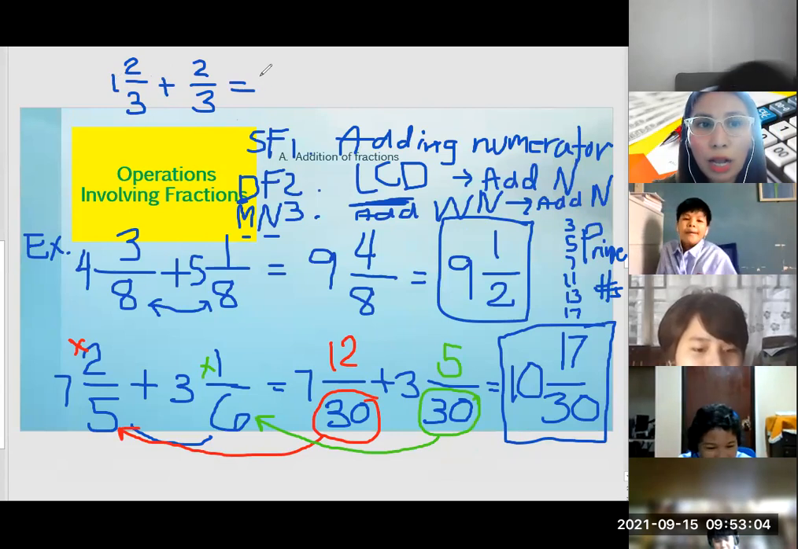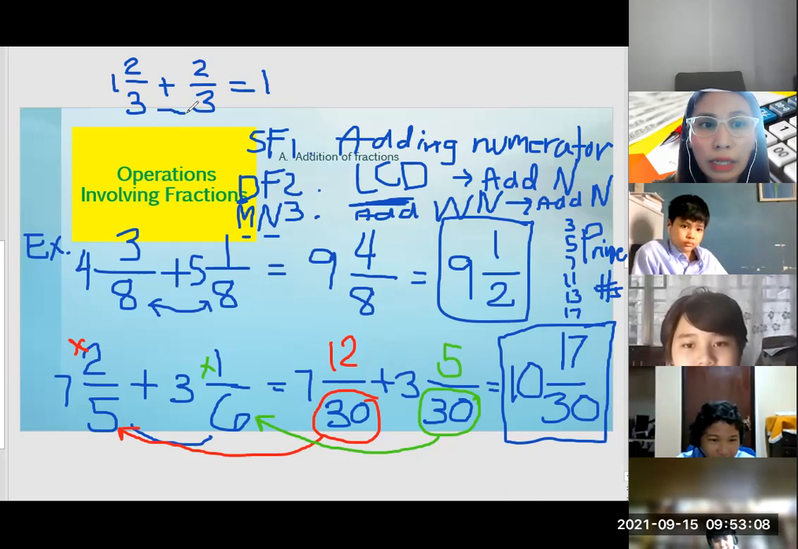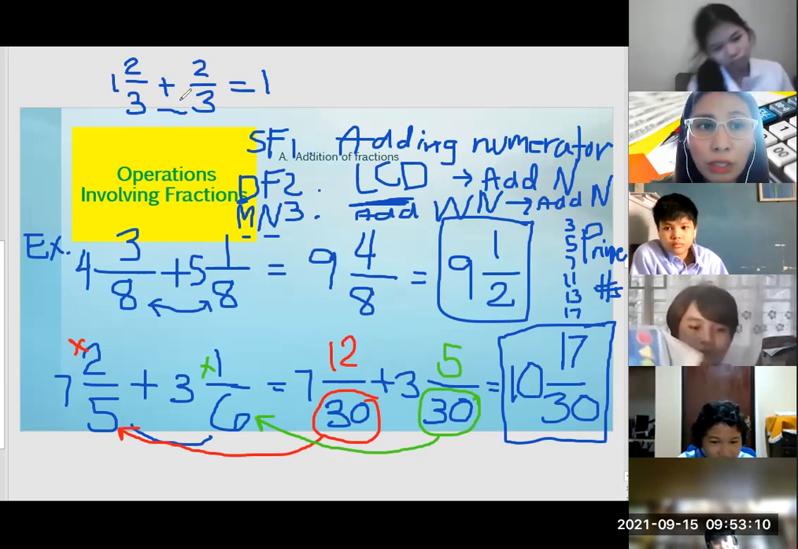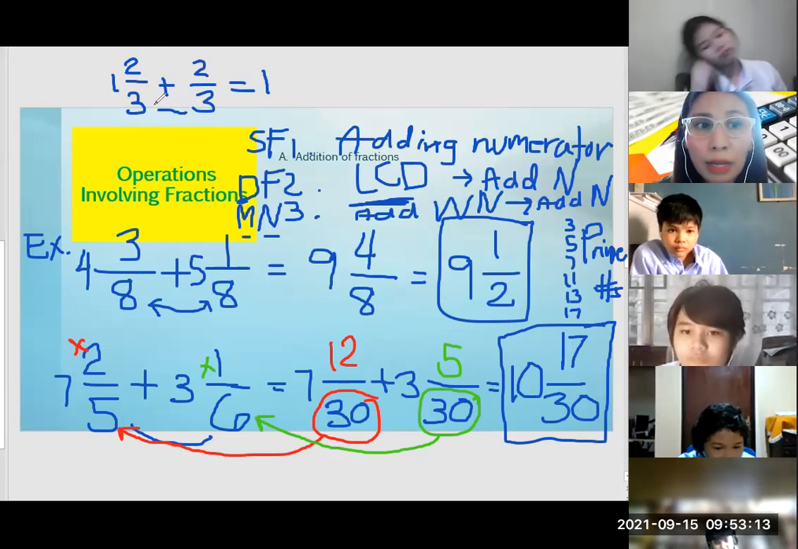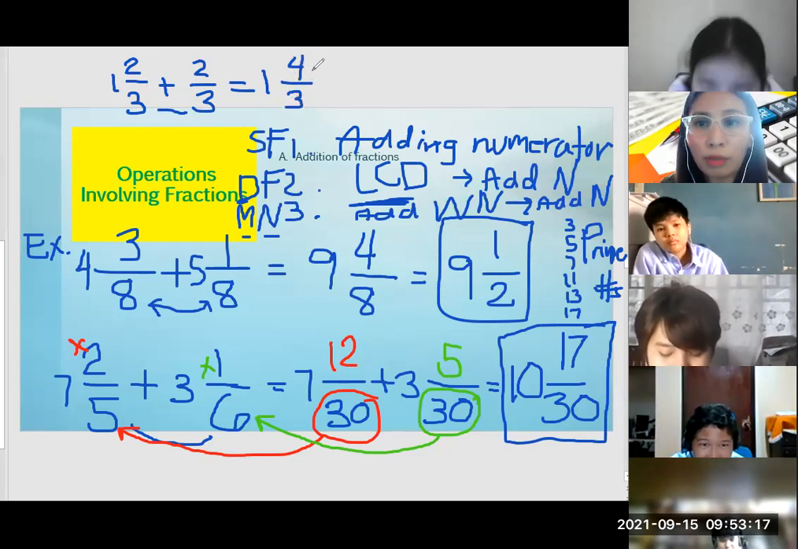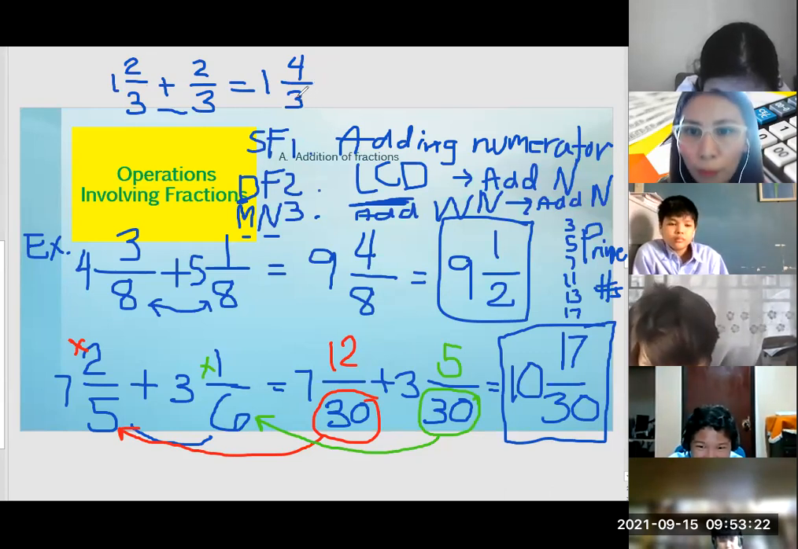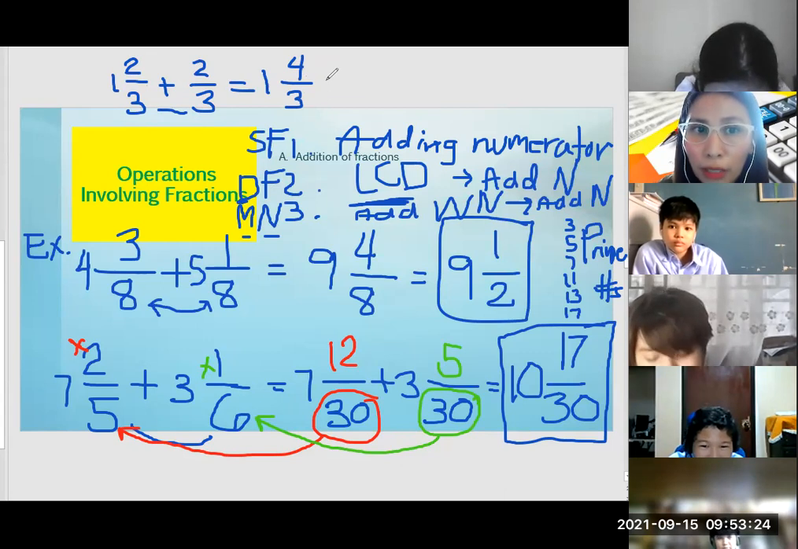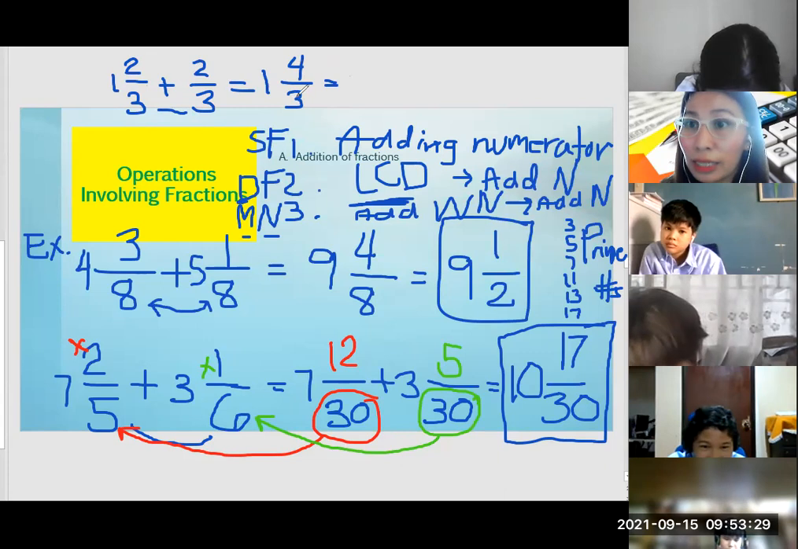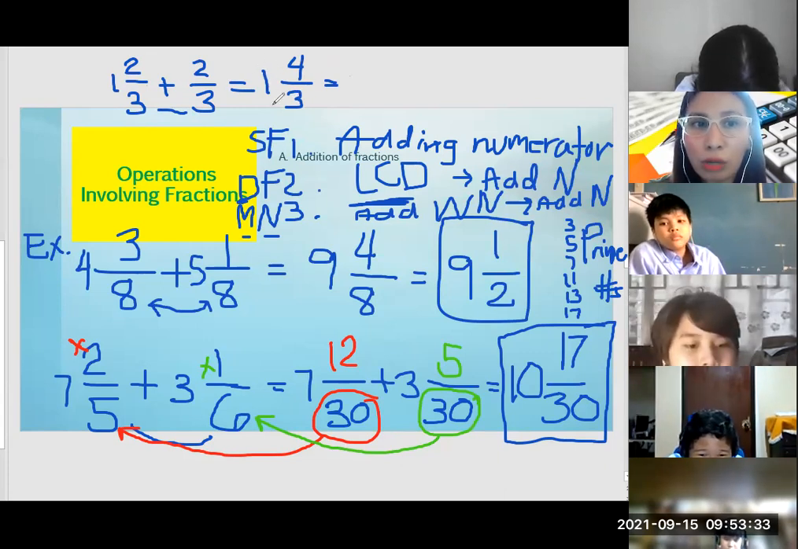Copy lang again 1, and then 2 plus 2, you can now proceed to addition kasi they have the same denominators. So 4 over 3. So 4 over 3 is an improper fraction. We need to make it proper. How many? There's still 1 whole, right? 1 whole. So ipagsama lang natin dito sa 1 whole na given.